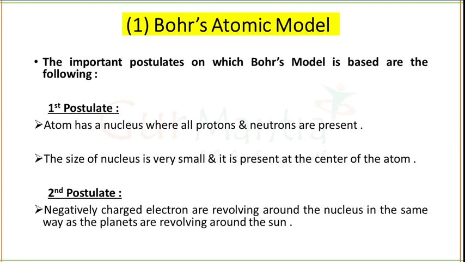Second postulate tells about the negatively charged electrons. Negatively charged electrons always revolve around the positive charge, that is nucleus, in the same way as the planets are revolving around the sun. Due to this reason, Bohr's atomic model is sometimes referred to as planetary model or planetary motion.